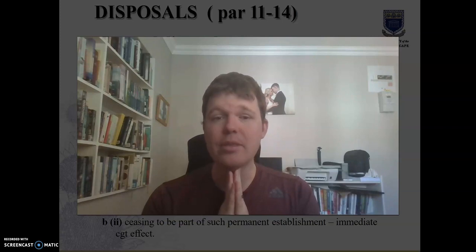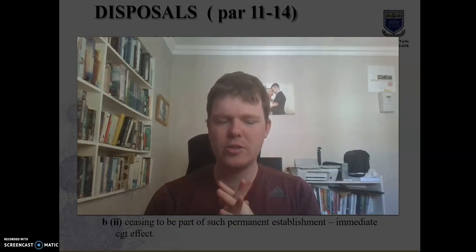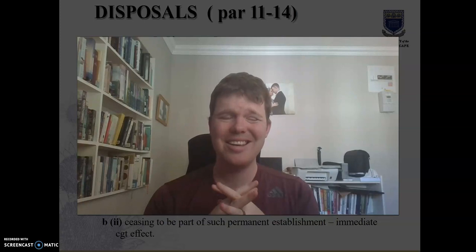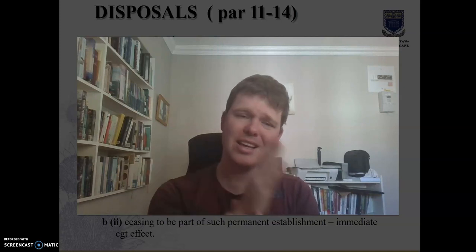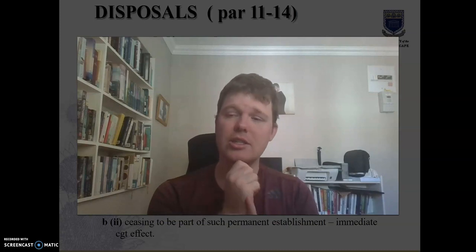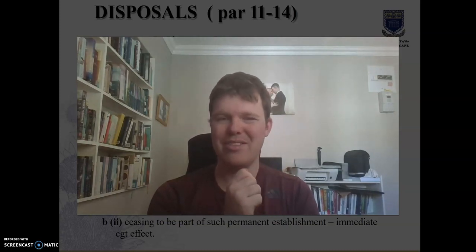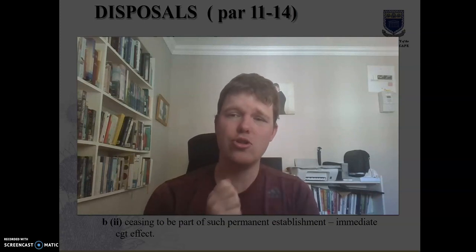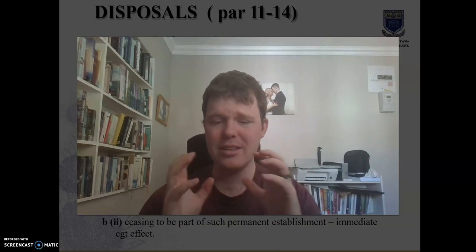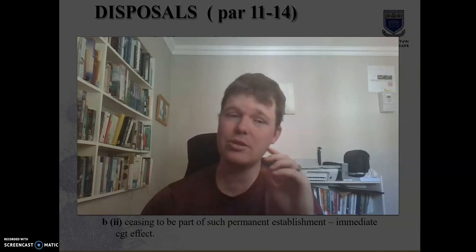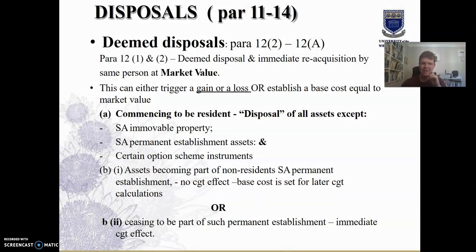Basically, what is going to happen in these scenarios is these are scenarios where SARS wants to reset the base cost. So you may have bought the asset a while ago. SARS wants to reset the base cost. So you're deemed to sell it. It's going to trigger CGT with the proceeds being market value. And then you buy it back, and that's going to be your new cost for the asset. It's used as a way of resetting the base cost because of certain scenarios that you're going to see now.